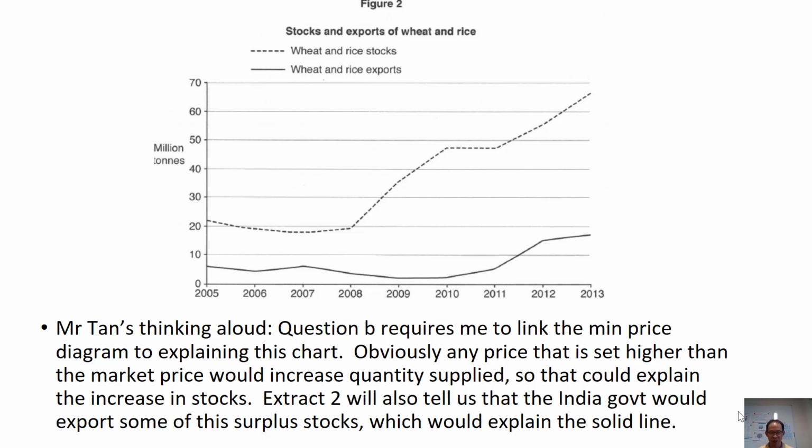And finally, when you later read Extract 2, you will know that the Indian government is exporting some of this surplus stock to the rest of the world. So that will explain the solid line. So you can see how beneficial it is to all of you if you are able to read the question first. Then once you are able to recall what the economic concepts being tested are, when you read the case extracts and the chart, you are reading with a purpose.